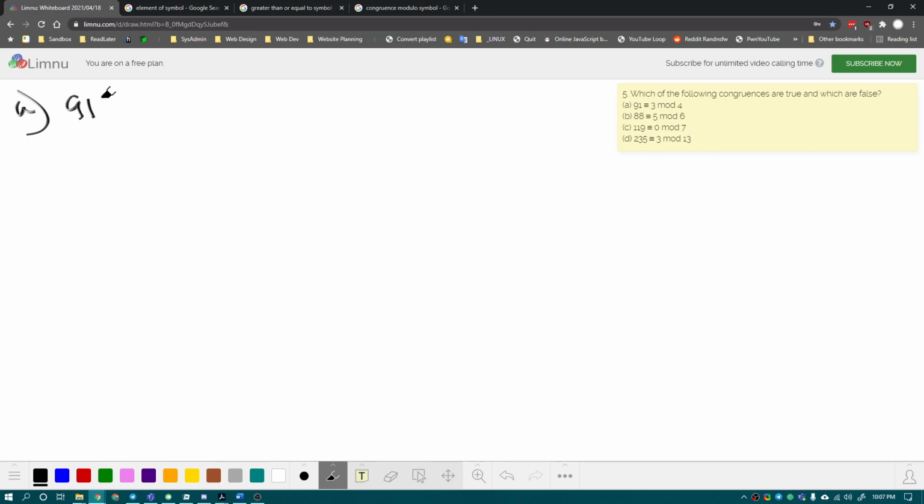So 91 is congruent to 3 mod 4. And so I'll just do the first one myself. So again, this is a subtraction sign. So I do 91 minus 3.